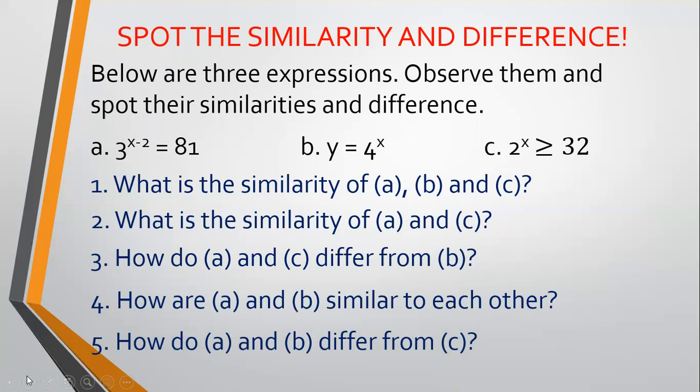Of course, you know now that B is called the exponential function, A is the exponential equation, and C is the exponential inequality. If there's only one variable in the given expression and we have an equal sign, therefore it's an exponential equation. But if it contains inequality symbols like this one, then we have an exponential inequality. But if it contains two variables, we have exponential functions.